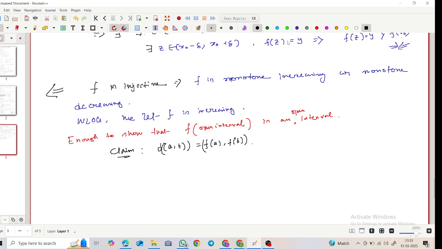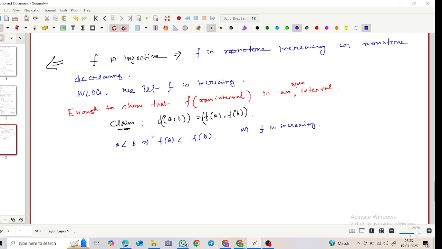First of all, since f is increasing, a less than b implies f(a) less than f(b), right? As f is increasing. Do I need to show that f is increasing, or can I say it directly? Oh, okay. This part is direct. If it is continuous and one-to-one, then it will be increasing anyway.